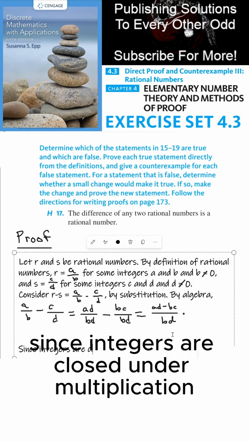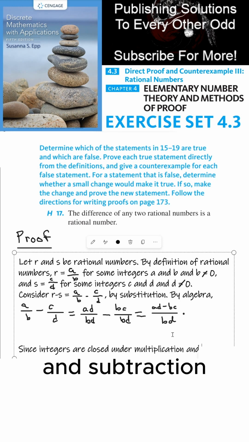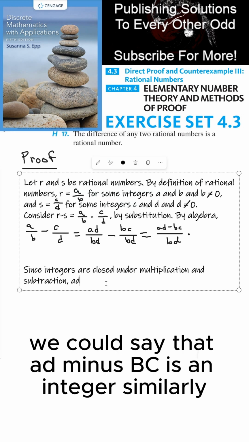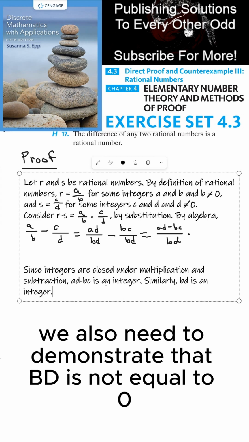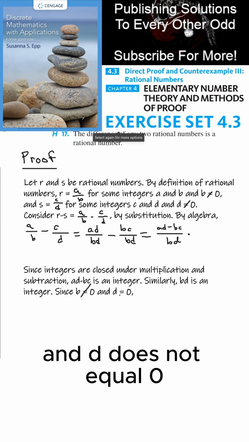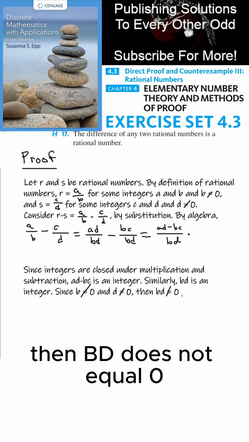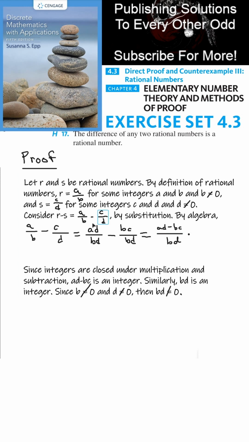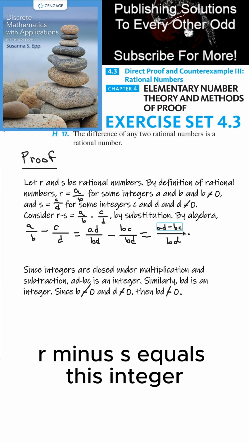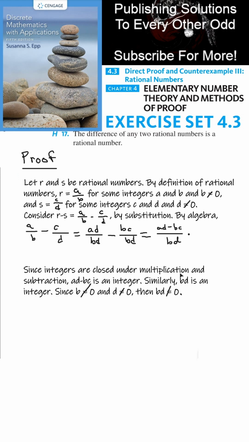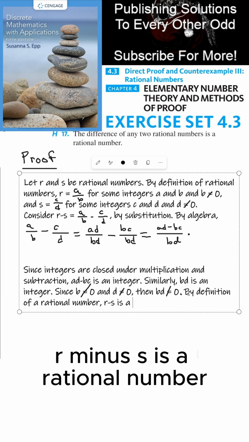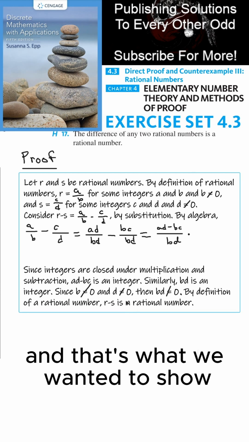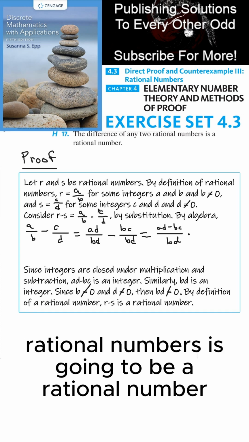Since integers are closed under multiplication and subtraction, we could say that AD minus BC is an integer. Similarly, BD is an integer. We also need to demonstrate that BD is not equal to 0. But since B does not equal 0 and D does not equal 0, then BD does not equal 0. So now we've demonstrated that R minus S equals this integer divided by this non-zero integer, which means that by definition of a rational number, R minus S is a rational number. And that's what we wanted to show, that the difference between any two arbitrary rational numbers is going to be a rational number.